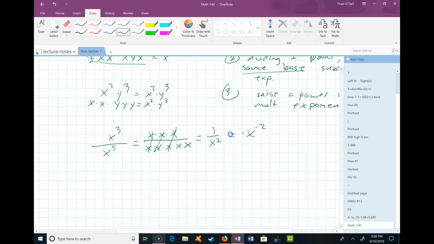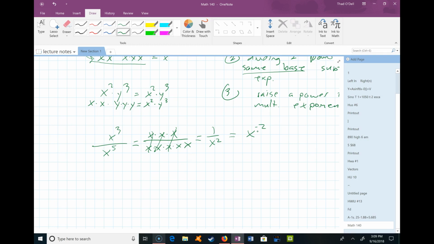Are those the same thing? Well, yes, if we understand negative exponents. Remember, a negative exponent just means you put it on the bottom if it's on the top, or on the top if it's on the bottom. Another way to think of negative exponents is that they give us the reciprocal. So x to the negative 2 is equal to the reciprocal of x squared. The reciprocal just means put it over 1, or put it under 1.